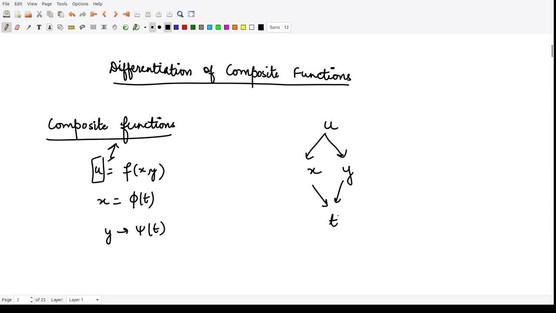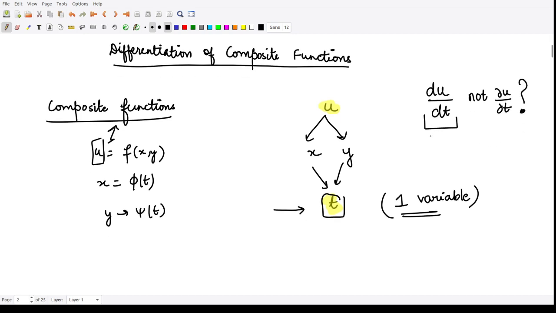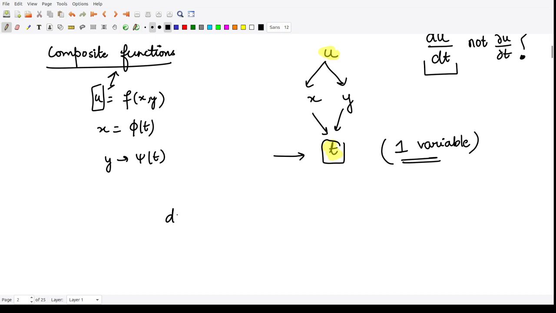So here, what would be the derivative of u with respect to t? That is the question. Because at this particular level there is one variable present, the derivative is a complete derivative. So it would be du by dt and not del u by del t. Why? Because here at this particular level only one variable is there. So we'll write the complete derivative. So how do you calculate this complete derivative of u with respect to t?